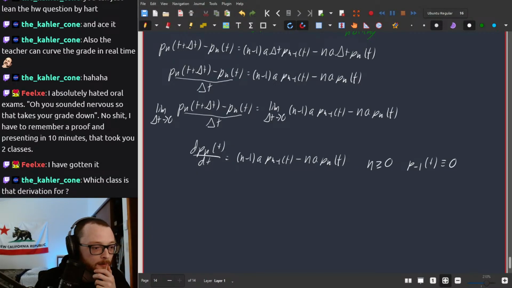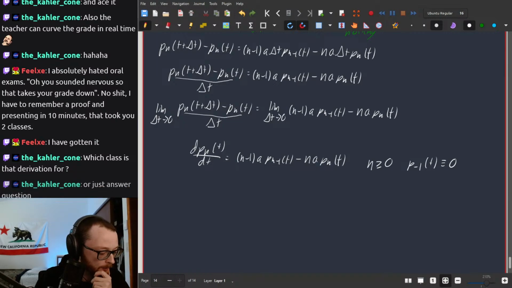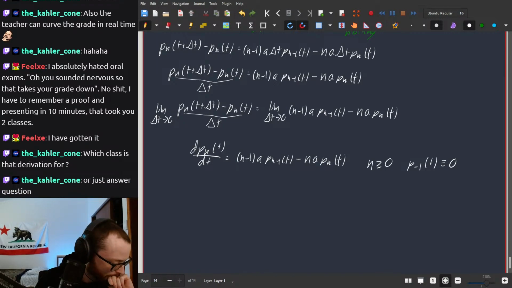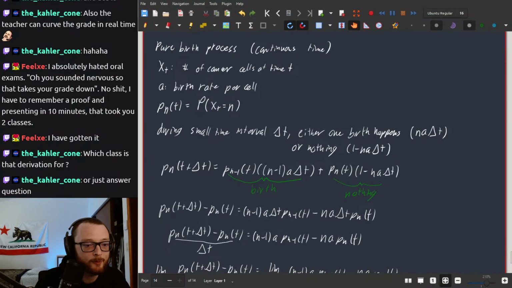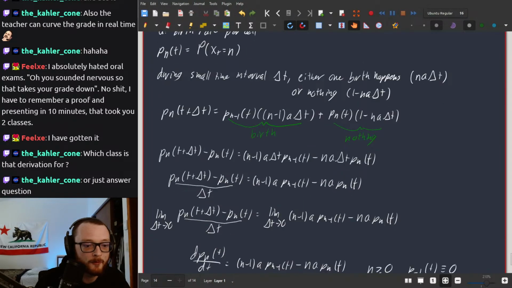This is for my class about cancer modeling. So we're going over stochastic processes. I'm just sharing notes from a class because I thought it was cool, and I haven't been able to talk about it on stream.